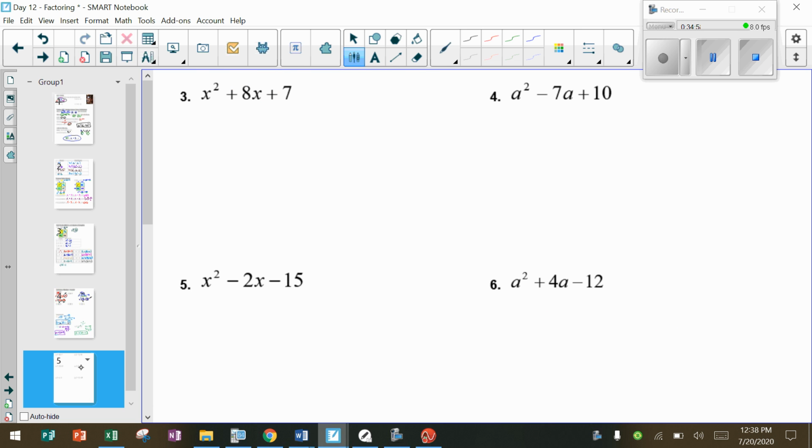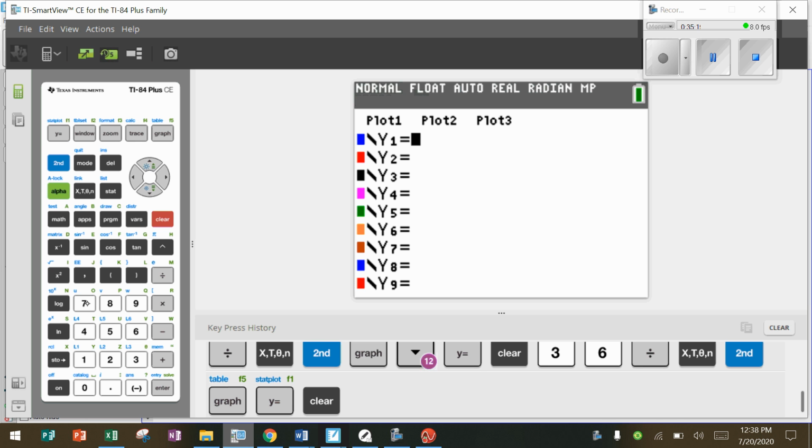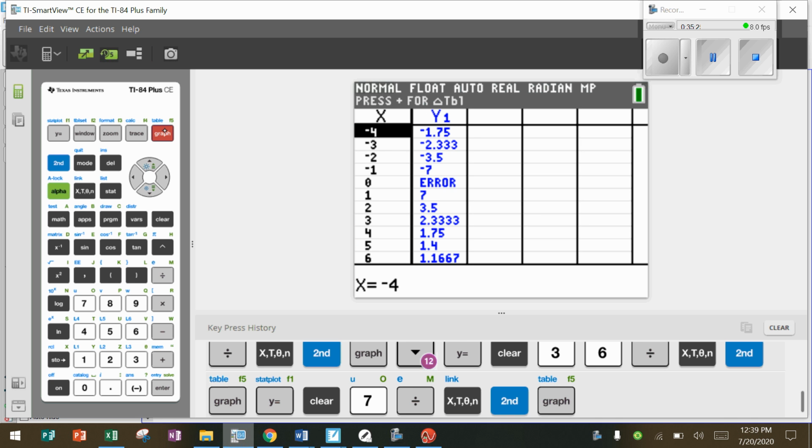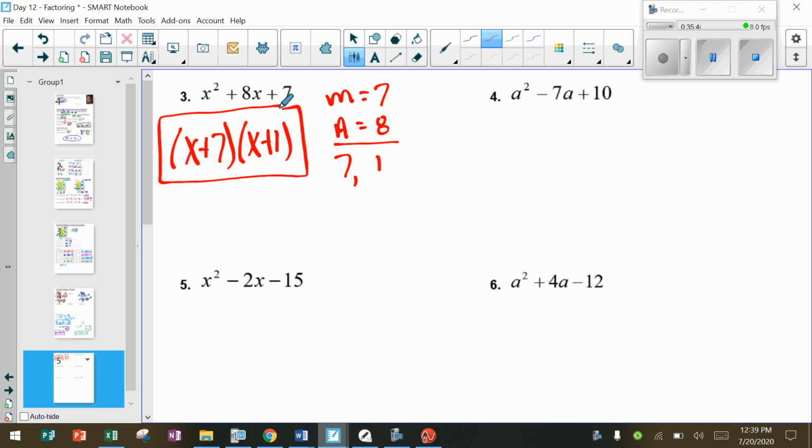All right, do some more examples. If you want to pause it and then try it and then come back, or just follow along with me and we will do it together. Two numbers that multiply to be 7 and the same two numbers have to add up to be 8. We can go to the calculator, go to our y equals, and then they have to multiply to be 7. So we do 7 divided by x. Check the table. 7 plus 1 is 8. So this one is just 7 and 1. X plus 7, x plus 1. And if you wrote it as x plus 1 first, then x plus 7, that's totally fine.